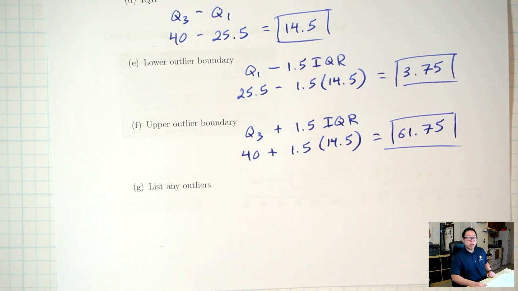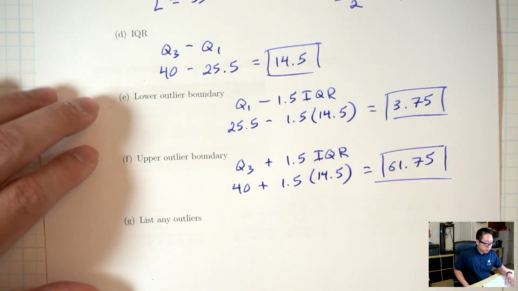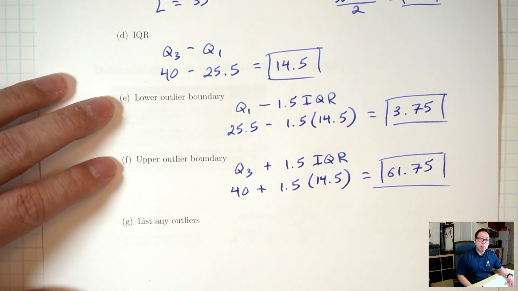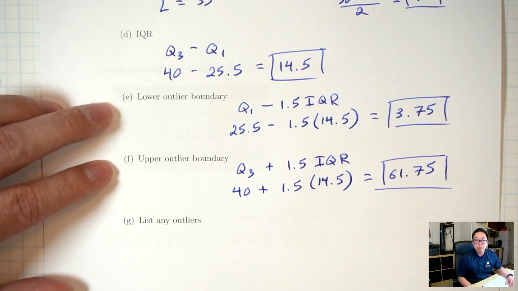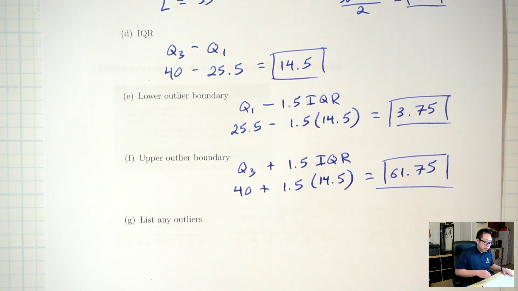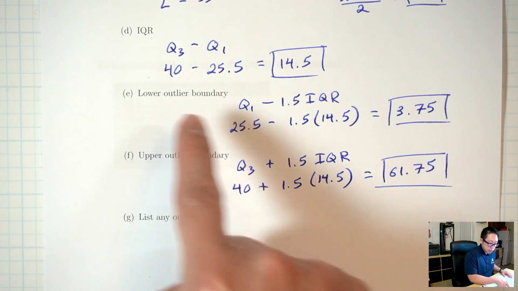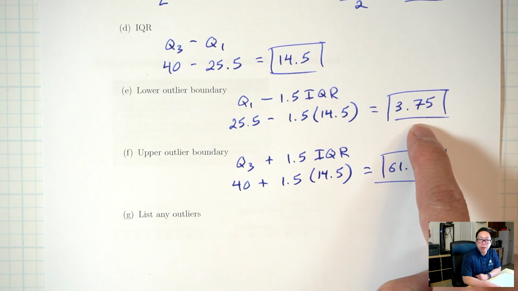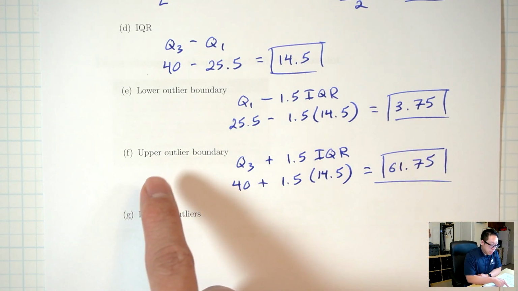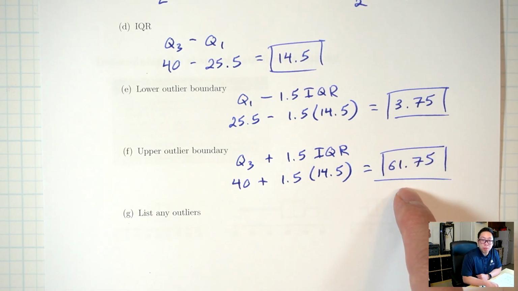Part G, list the outliers. So the outliers are just data values that are like way big or way small compared to most of the rest of your data. So the lower outlier boundary and the upper outlier boundary help you identify what's considered an outlier. So any data value that's below 3.75 is considered an outlier. Any data value that's above 61.75 is also considered an outlier.